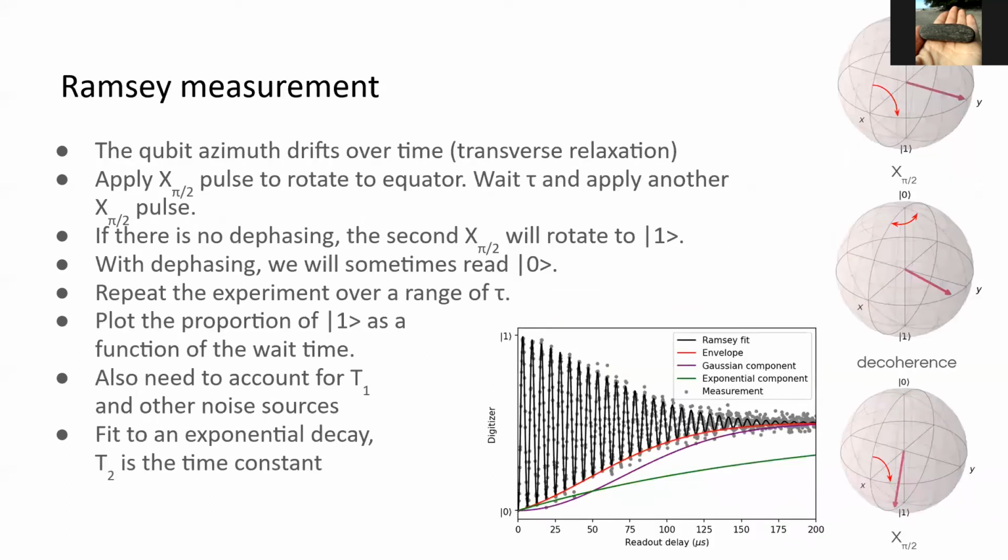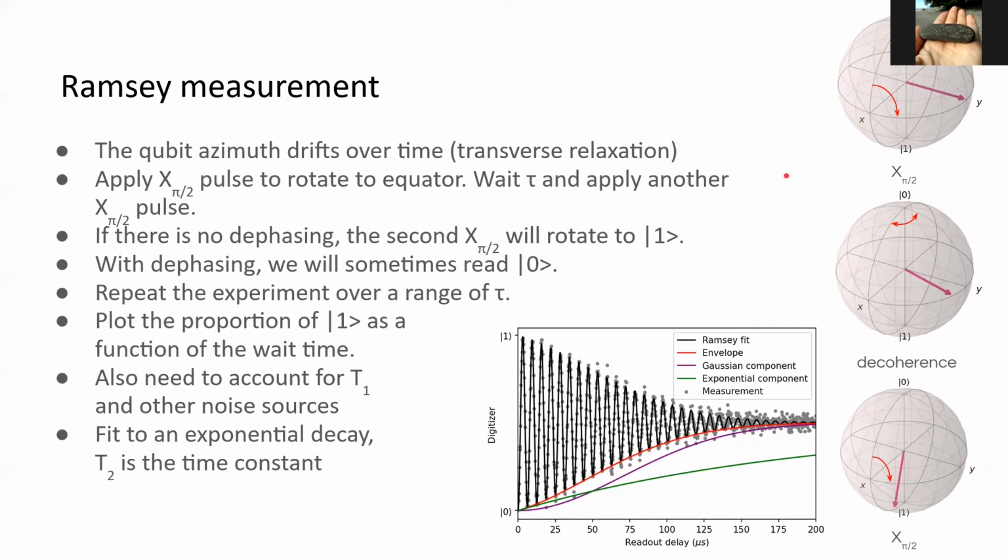The next experiment is quite a bit more complicated. What we measured with the previous experiment was decoherence along the z-axis. And with the Ramsey measurement, we want to measure the decoherence along the xy plane. This is also called transverse relaxation or transverse decoherence.